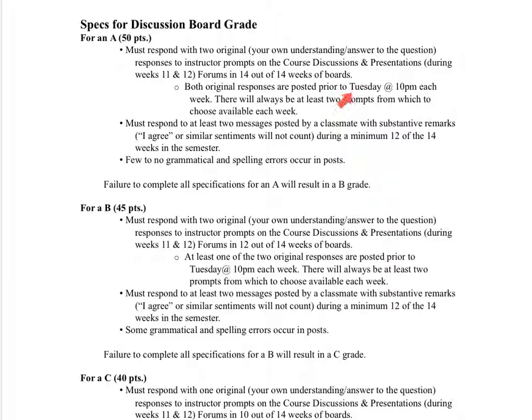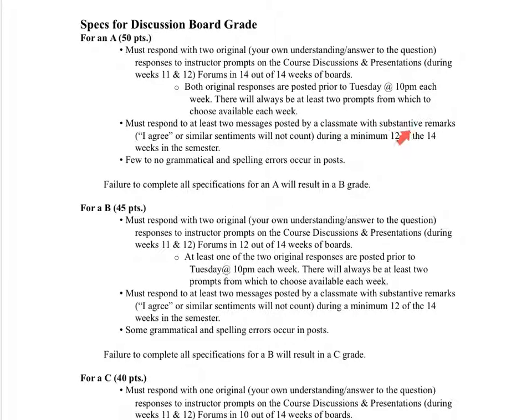The reason I have you respond that early is because if people don't have anything to respond to, there's no discussion happening. So I don't want you waiting until the end of the week to make those responses. That's why I try to get you to do all of your reading prior to the week that we're going to be having those discussions. As I said, there are always at least 2 prompts from which to choose each week, and then once you've given your 2 original posts, that means you'll hopefully have some to respond to from your classmates. So I would need you to respond to at least 2 more messages that have been posted by a classmate.